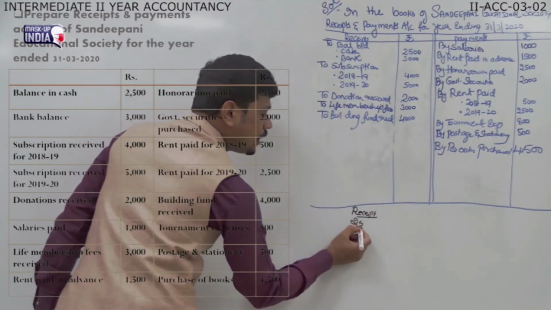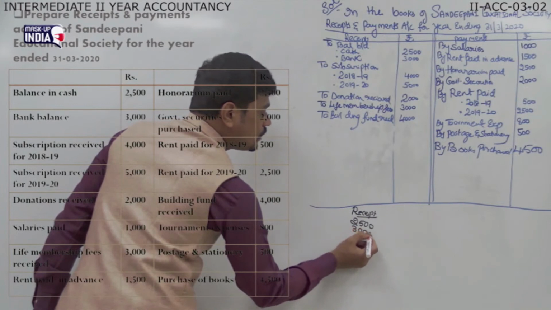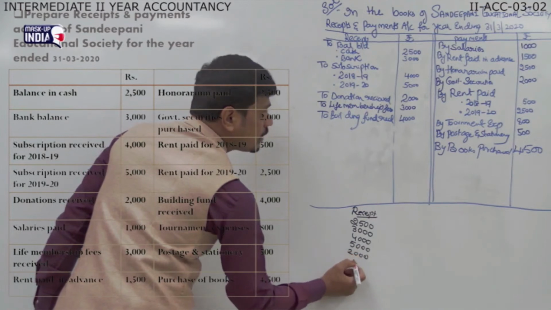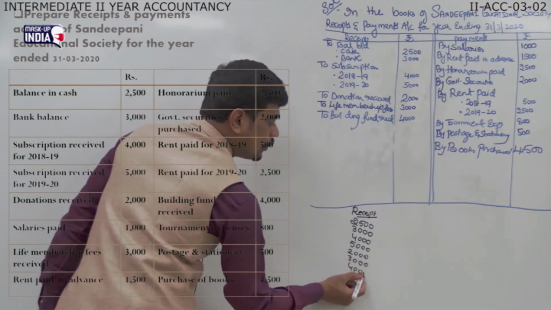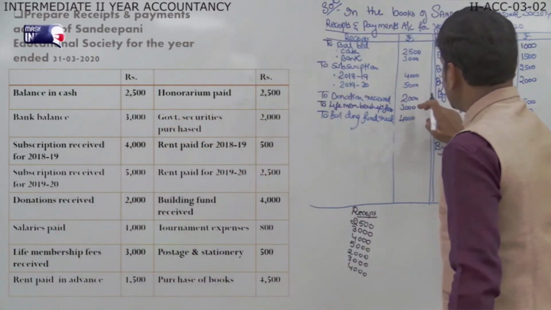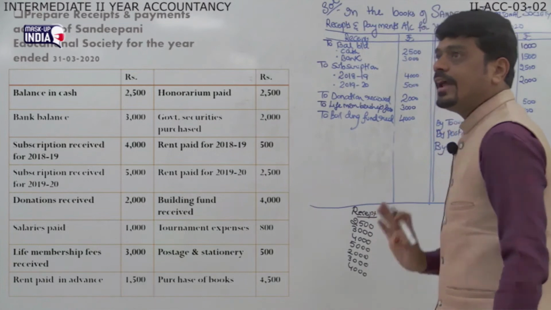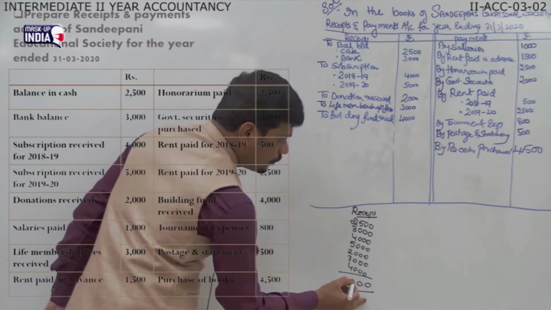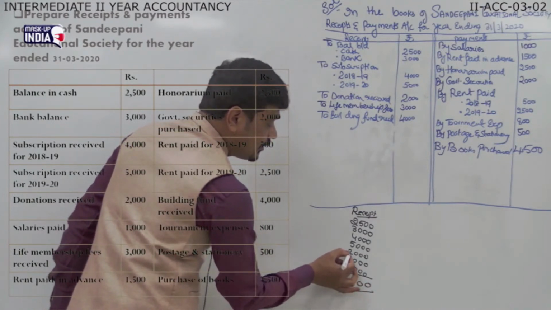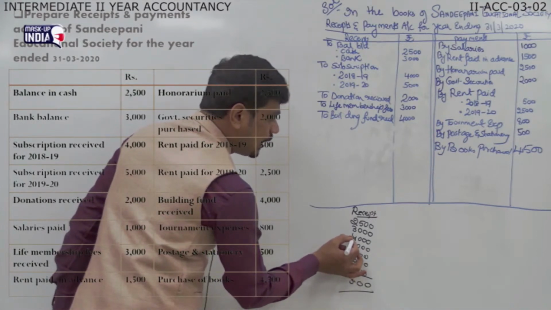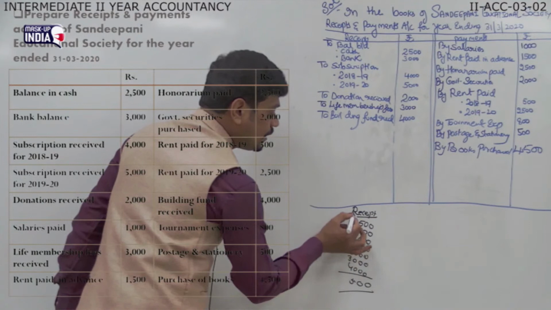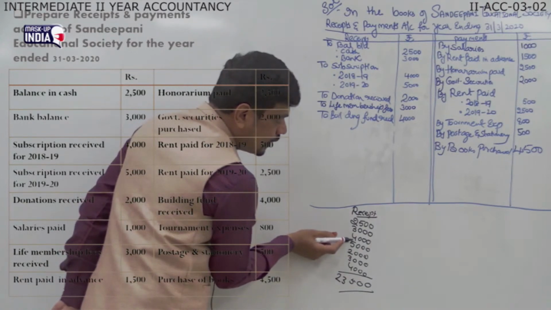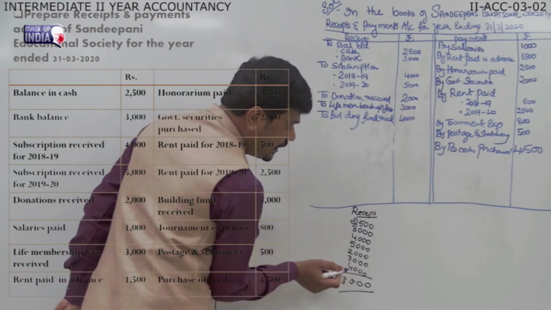Receipts. First 2,500, 3,000, 4,000, 5,000, 2,000, 3,000 and 4,000. Better to check. 1, 2, 3, 4, 5, 6, 7. Like that, cross check. If we do the total, 4 plus 3, 7, 7 plus 2, 9, 9 plus 5, 14, plus 4, 18, 18 plus 3, 21, 21 plus 2, 23. Again cross check if you want.